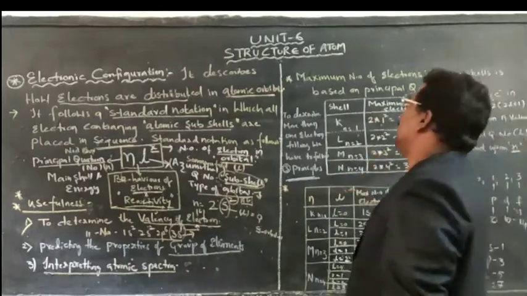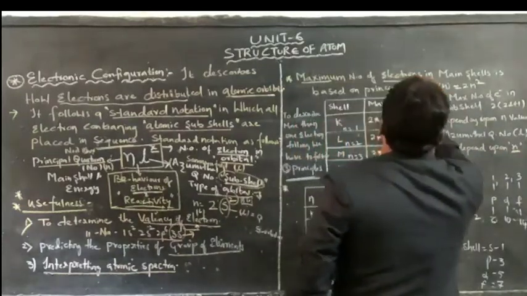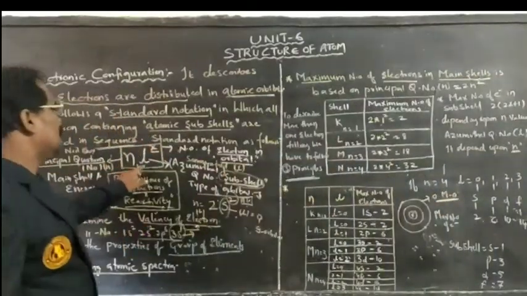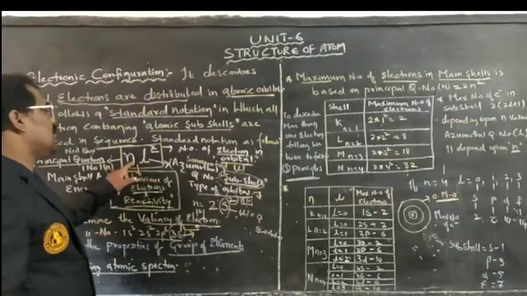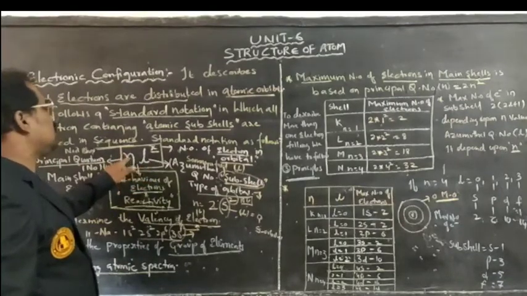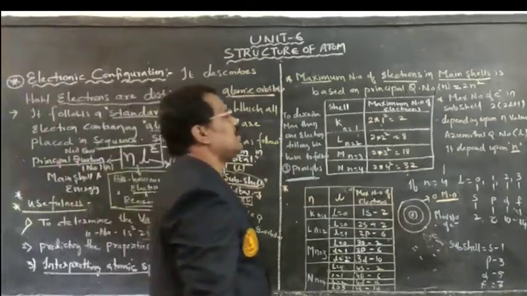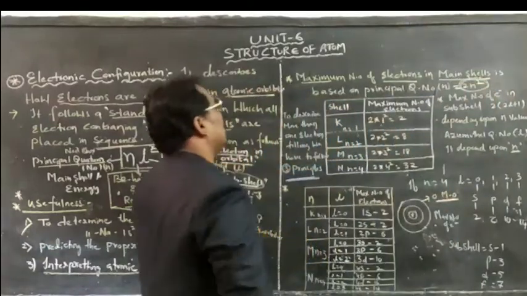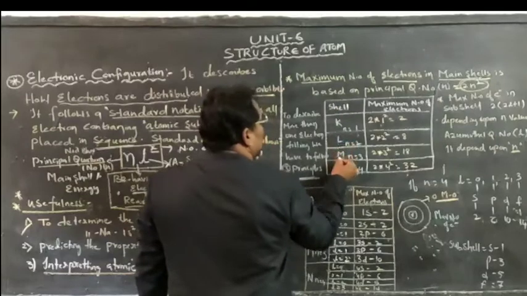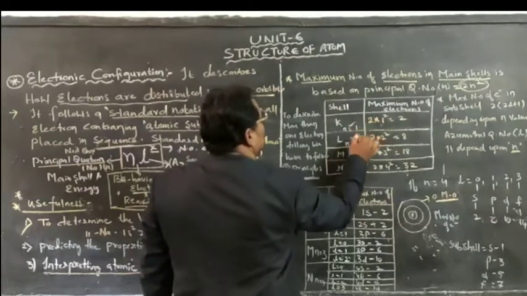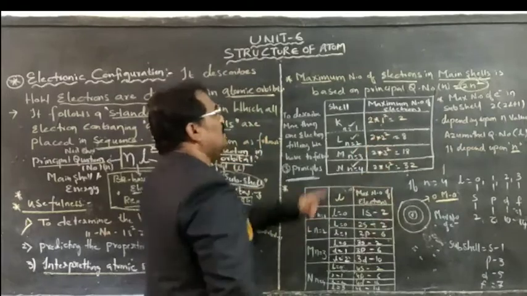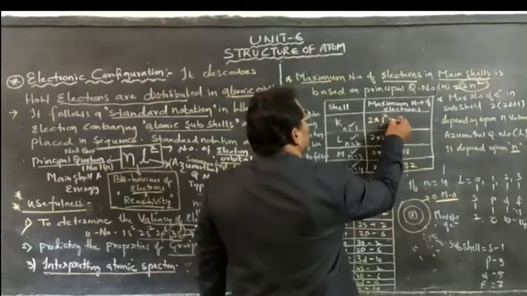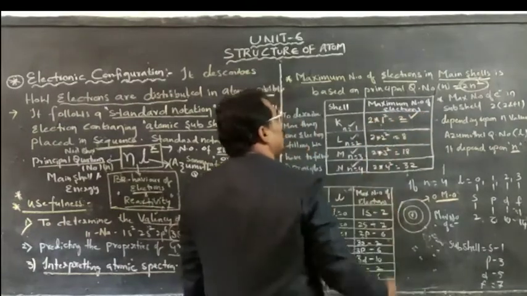The next thing is the maximum number of electrons existing in main shells. As I am talking about, n represents main shells and l represents subshells. The maximum number of electrons existing in a main shell can be represented based upon the principal quantum number, and the formula is 2n². Therefore, K shell, L shell, M shell, N shell correspond to n is equal to 1, 2, 3, 4. If I take n is equal to 1, the K shell, 2 into 1 square is equal to 2 electrons, which can be accommodated in the K shell.